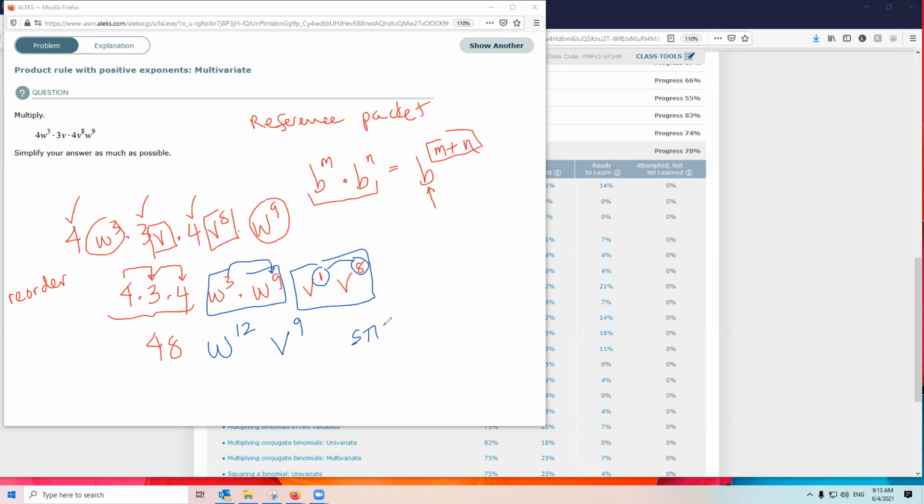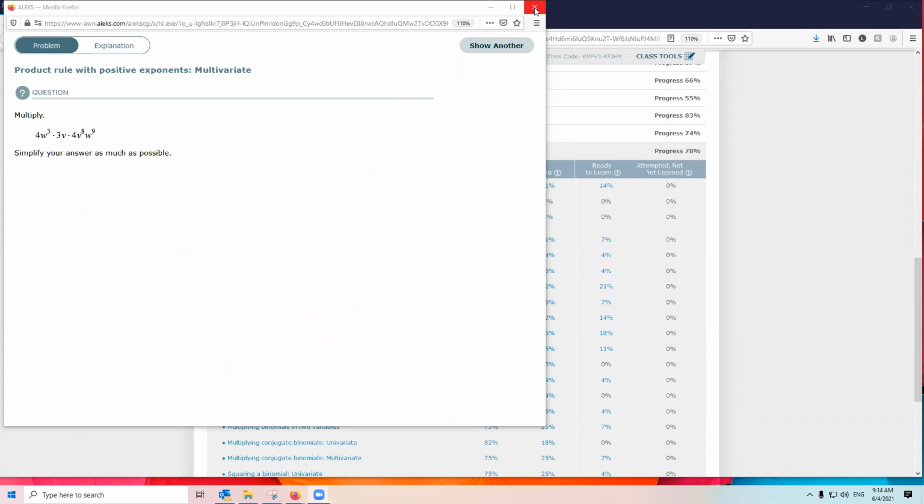Now I have to stop. I can't simplify this anymore because now notice these are different bases. I have a W and a V. I can't use this product rule. The only time I can use the product rule is when the bases are the same. That's how I know this is the final answer. I have to stop here. All right, so this is using the product rule, which is on that reference packet.